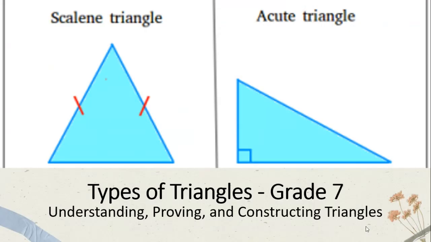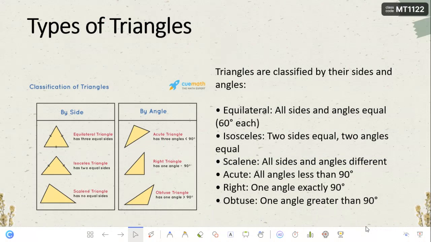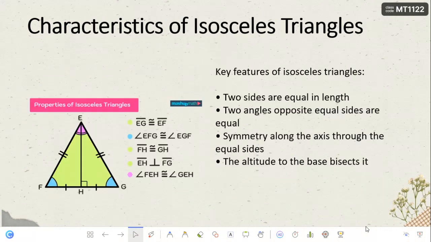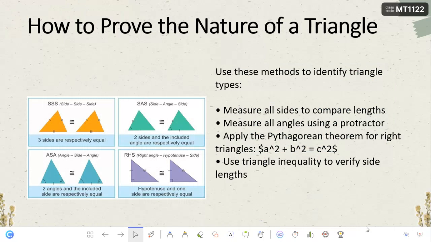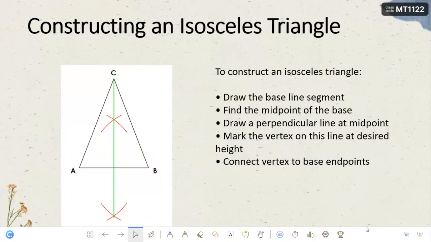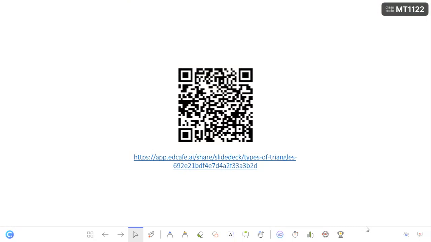So I have here types of triangles, grade 7, understanding, proving, and constructing. Let's check it out. Okay, next. So these are the types of triangles, how to classify them, the characteristics of equilateral triangle, isosceles triangle, scalene, how to prove the nature of a triangle by sides, by angles, by Pythagorean theorem, and then how to construct an equilateral triangle, an isosceles triangle, a scalene triangle. These are the takeaways, and this is the link.